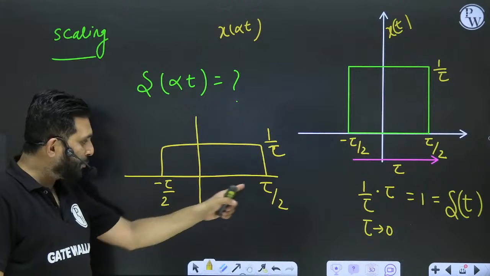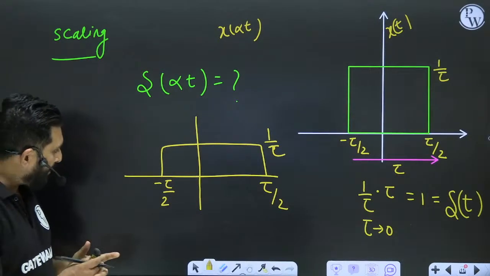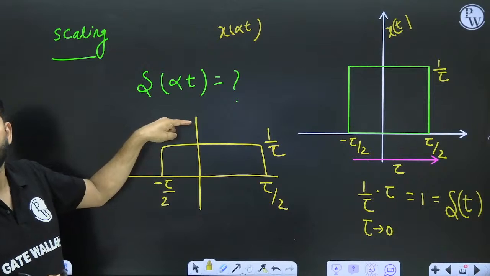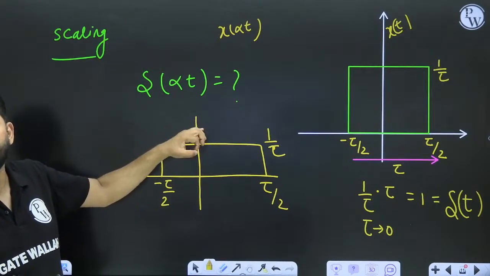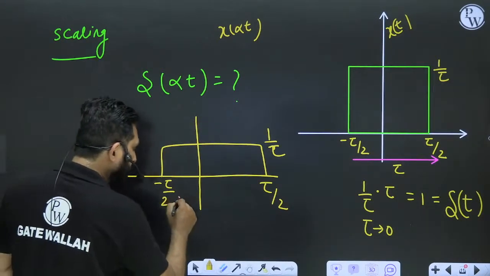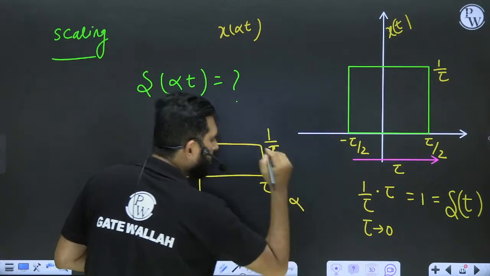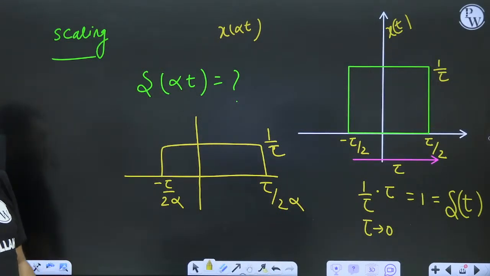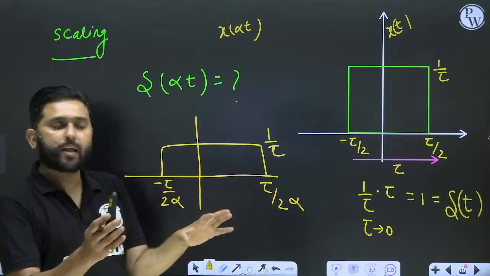Minus tau by 2 to tau by 2. And what I am saying is that, listen carefully, if I scale this by alpha, then this comes out to be this one. The scaling factor comes out to be the denominator. Now let's find out the area of this function.